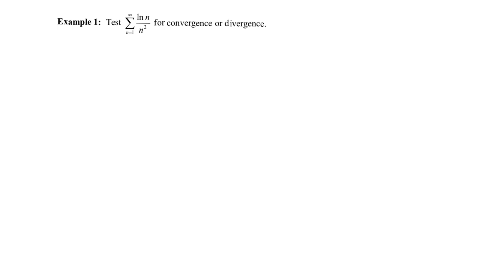We've got this series here. It says to test for convergence or divergence: natural log of n over n squared. So if we want to use this test, we're going to have to make sure, I'll just say it like this, make a little note here, we want to check PCD. We have to make sure the series is positive, continuous, and decreasing.